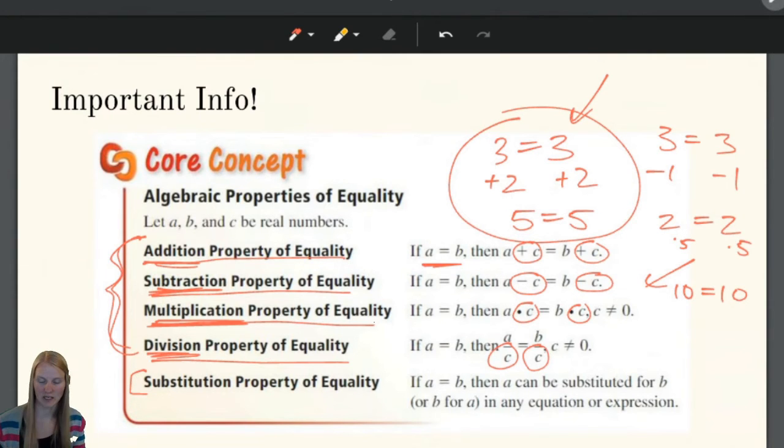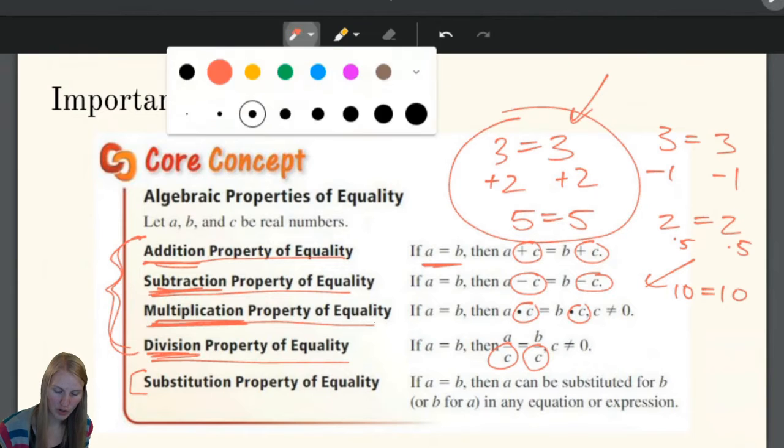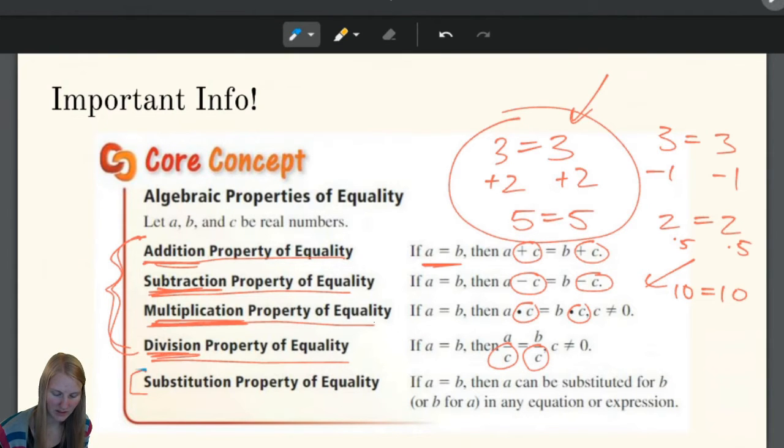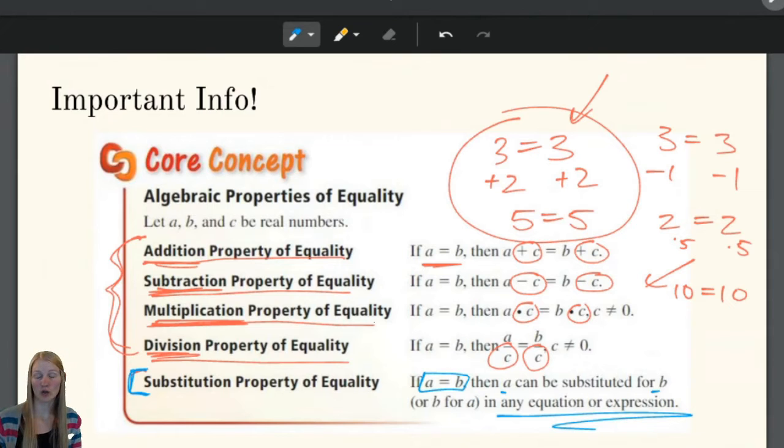And you can divide, you get it. You get what I'm saying. Now, the substitution property of equality is a little bit different, but you have used it before in algebra. If A equals B, then A can be substituted for B, or B for A, in any equation or expression. Now, you've seen this before, but we'll see an example of it later on.